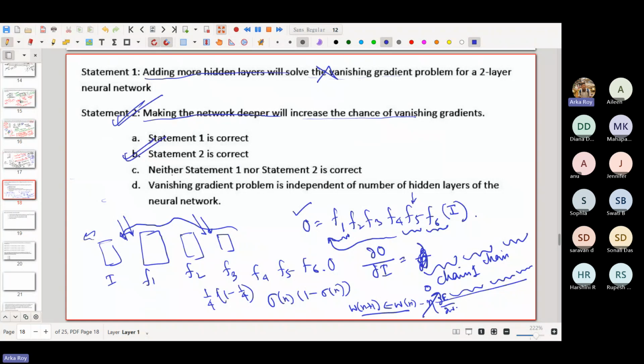So last one, neither statement 1, 2 is incorrect. It is wrong. Vanishing gradient problem is independent of number of hidden layers. So this is also incorrect. So option B is the correct one because making the network deeper will increase the chance of vanishing gradient.